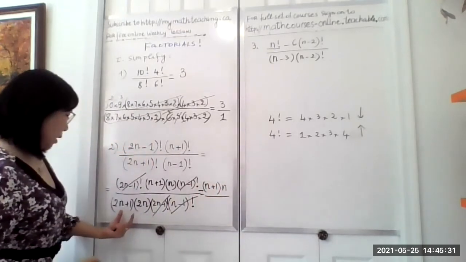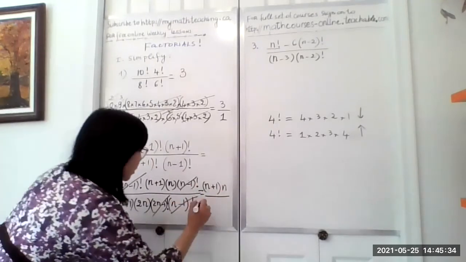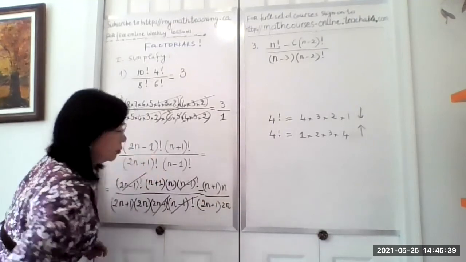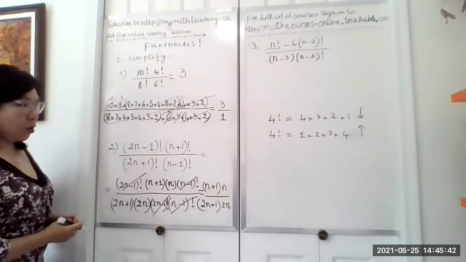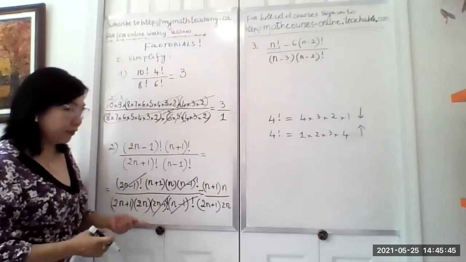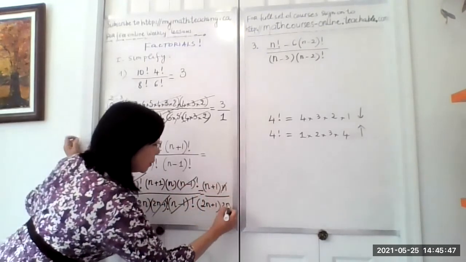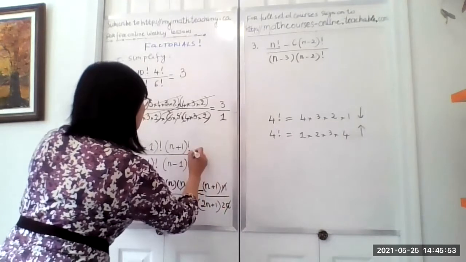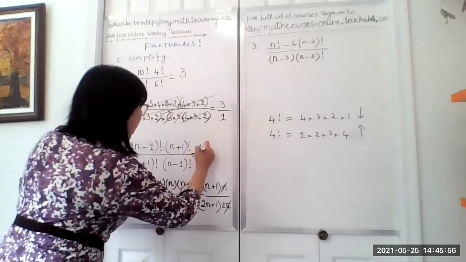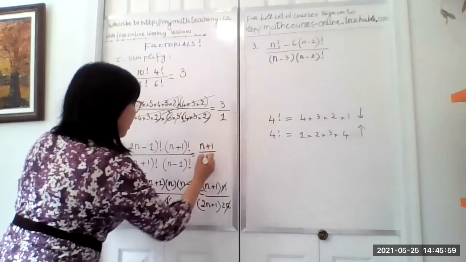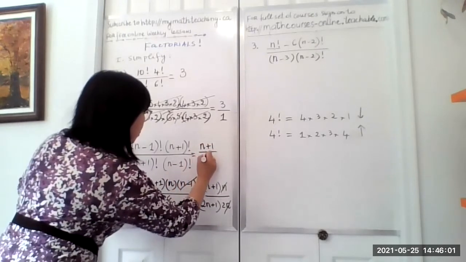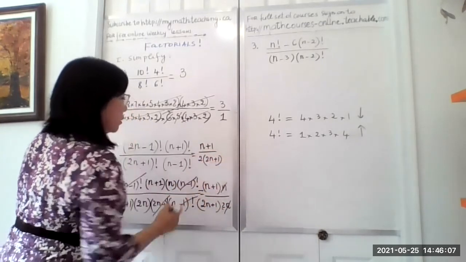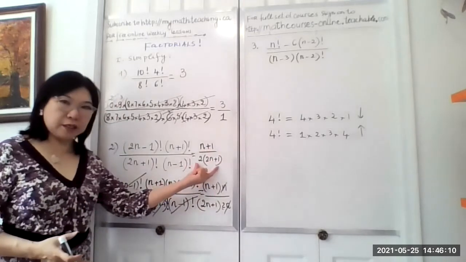And at the bottom, I'm left with 2n plus 1 times 2n. Now, at this point, I'm looking back again. I think I can still cancel the n on top and the n down here. So my final answer will be n plus 1 on the top, and the bottom will be 2 times 2n plus 1. And that is the furthest I can go.